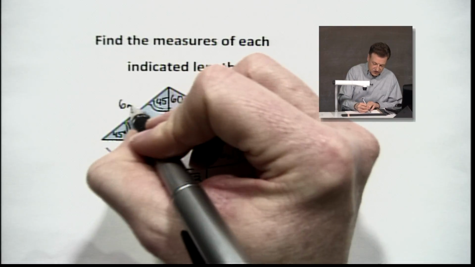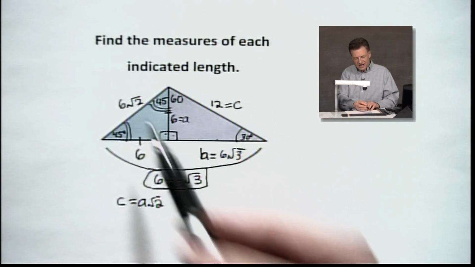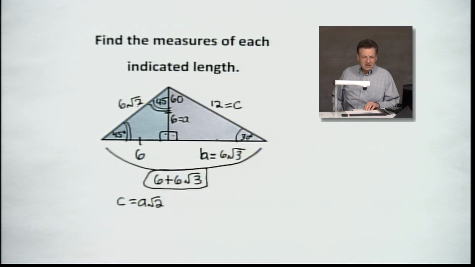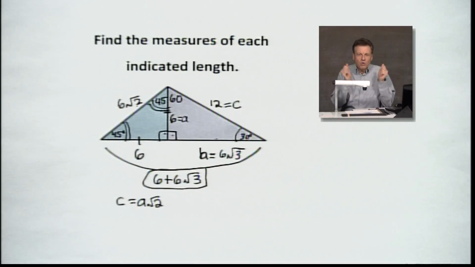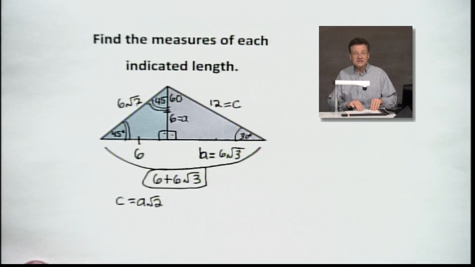That gives us 6 square roots of 2. Some of you thought that was going to be 12, but look, that's not the same length as 12. Okay? It's not the same length as 12. So you don't want to put a 12 there. And besides, if you had a 6, 6, and a 12, the triangle would collapse completely. Can't work. Triangle inequality says no.